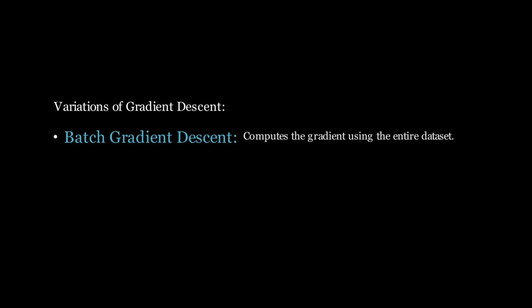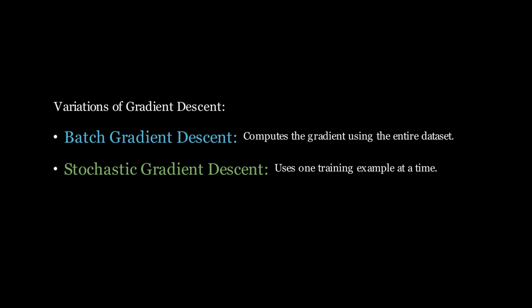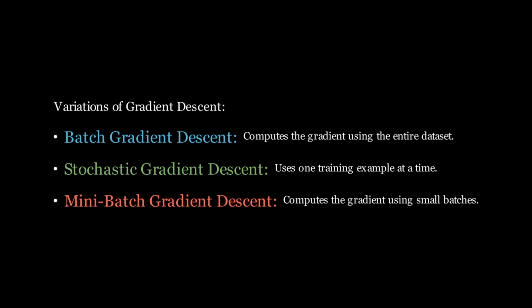There are 3 common ways to run gradient descent. Batch gradient descent computes the gradient using the entire dataset. It's accurate, but slow and memory intensive. Stochastic gradient descent uses one training example at a time. It's faster, but more noisy. Mini batch gradient descent computes the gradients using small batches. It combines the benefits of both and is used in most practical models.